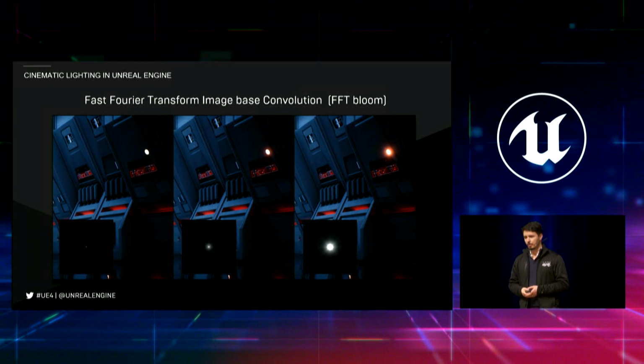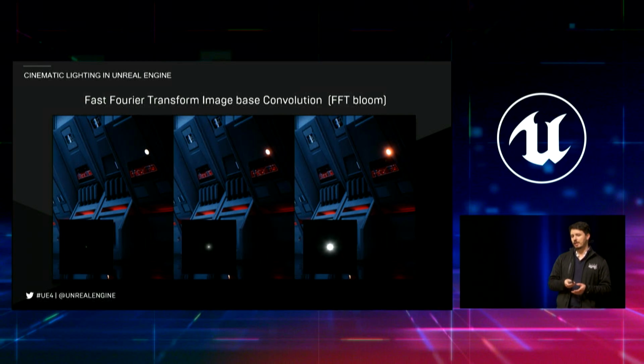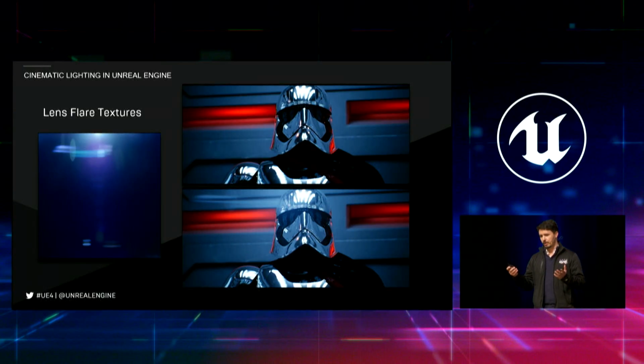And then for the bloom, we use the fast Fourier transform image-based convolution, which we call the FFT bloom, it's just faster. The idea with that bloom is to utilize an HDR map to define the shape and the look of our bloom. And then on top of each final render, we actually put some sort of lens flare, just to get that more cinematic feeling, that JJ lens flare that we try to get.